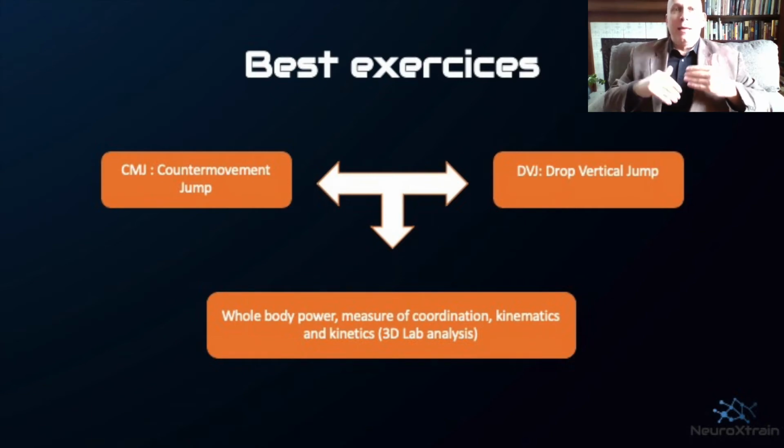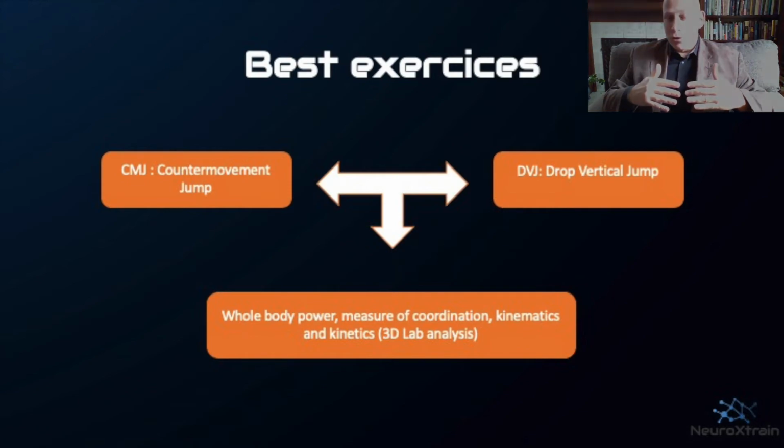Now, if an athlete is well coordinated, they actually can get higher. They can get a boost from that drop vertical jump, from that plyometric effect of dropping off the box. But if they don't have good whole body power and coordination, their vertical jump actually drops.